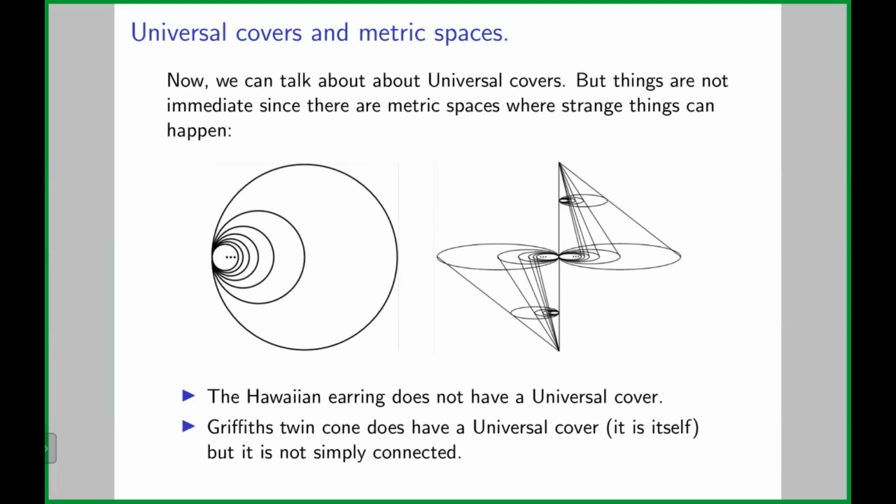Now for the space on the right-hand side, which is called the Griffiths twin cone, you construct it as follows. You take the Hawaiian earring, you take the cone over it, you take another copy of this cone, and you glue them by this annoying point where that gave us problems before, so that it looks like in the picture. And the thing is that this space does have a universal cover. It is itself, but it will not be simply connected.